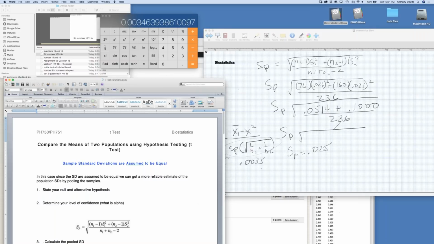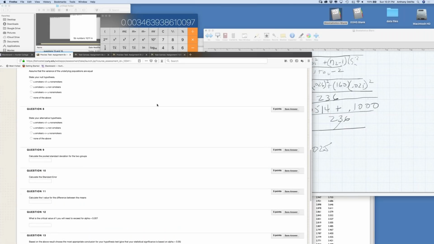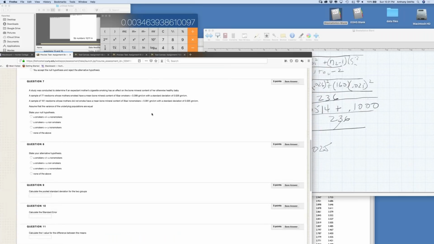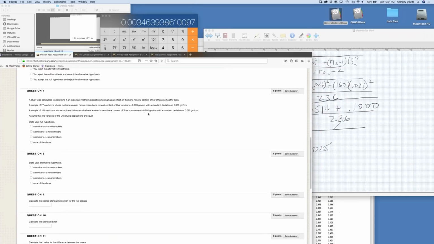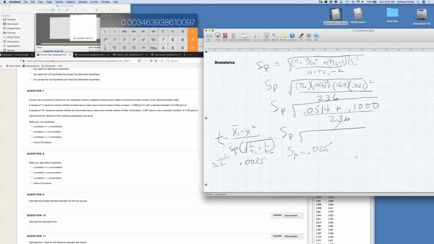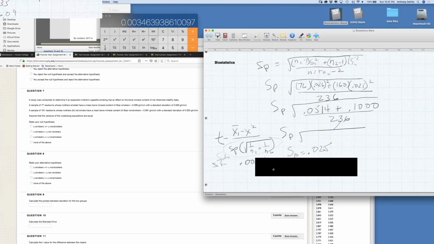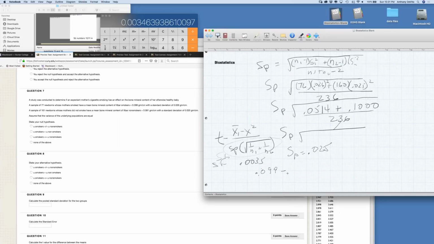What was the difference between the two means? Now, finally, we're on the home stretch here. What was the difference between the two means? The difference was 0.099 minus 0.091. Right? So that's going to be 0.099 minus 0.091 over 0.0035. Hopefully you'll keep an extra digit or two to make sure that there are no rounding errors.